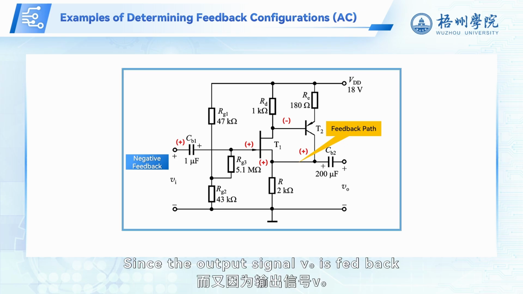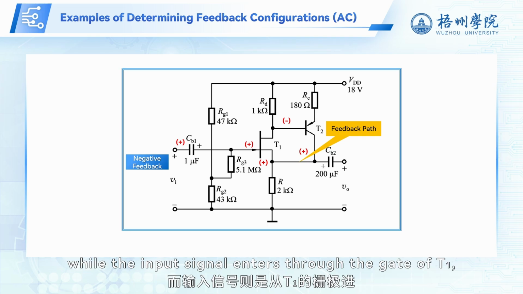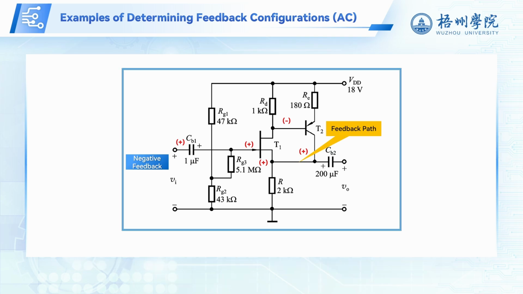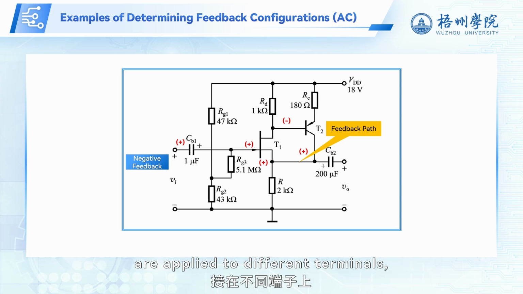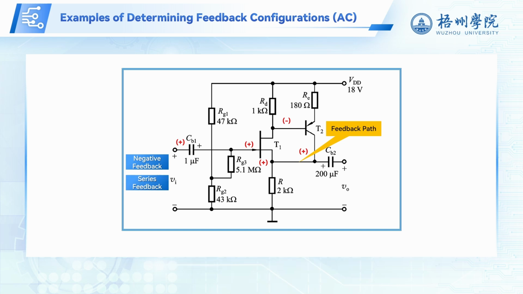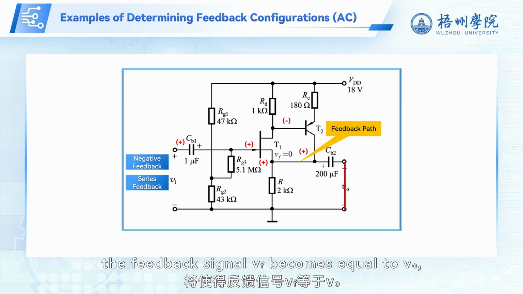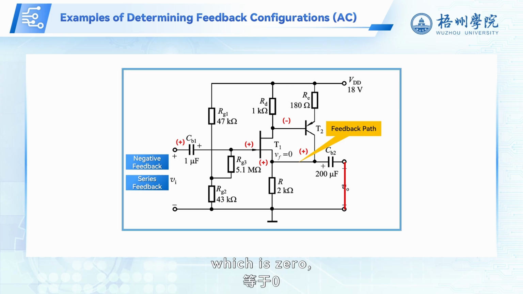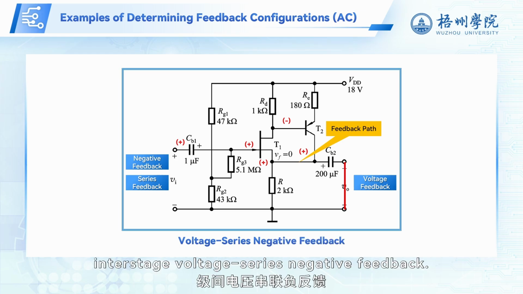Since the output signal VO is fed back through the wire to the source of T1, while the input signal enters through the gate of T1, the feedback signal and input signal are applied to different terminals, making it series feedback. From the output side, if the output terminal is shorted, the feedback signal VF becomes equal to VO, which is 0, indicating voltage feedback. Thus, this circuit employs interstage voltage series negative feedback.